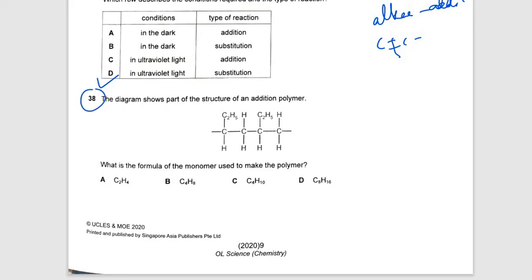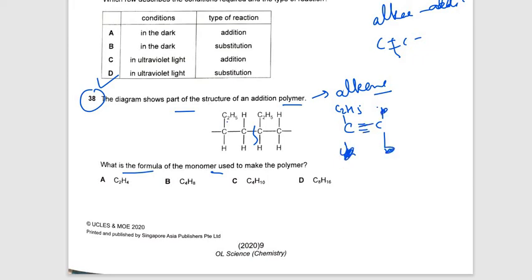Now question 38. The diagram shows part of the structure of an addition polymer. Addition polymers are formed from alkenes only. If you look at this compound, what is the repeating unit you are seeing? The CH2 CHH, this is the part repeating. So for the formula of the monomer, we just separate it out and make a bond here. It's usually C, C, and then H, and there is only H here, because it's an alkene and carbon always makes 4 bonds.